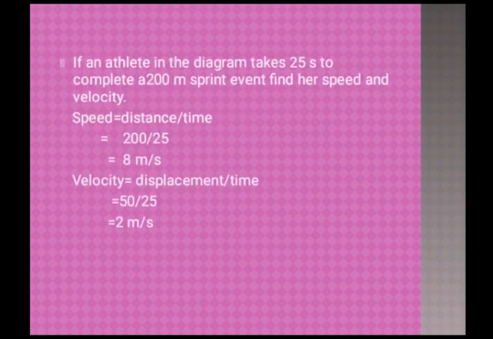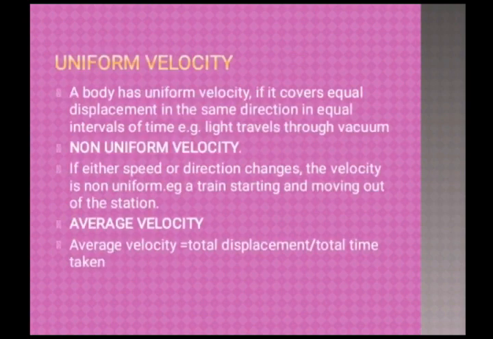If an athlete in the diagram takes 25 seconds to complete a 200 meters sprint, find her speed and velocity. Speed is equal to distance by time, is equal to 200 divided by 25. The answer is 8 meter per second. And next, velocity is equal to displacement by time, is equal to 50 divided by 25. The answer is 2 meter per second.